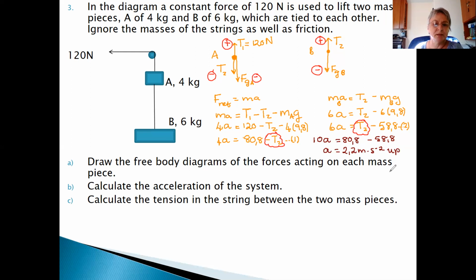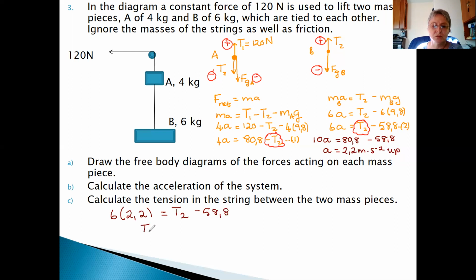So we've done number A, we've done number B, and next we do number C. Calculate the tension in the string between the two mass pieces. That is T2. And I am going to use equation 2 for this. So 6 times 2.2 equals T2 minus 58.8.